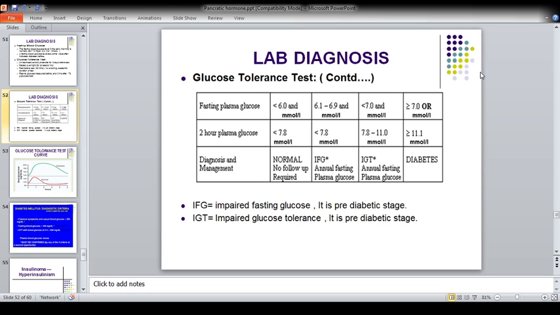The thing is, if one value is abnormal and the other is normal, then we say it is impaired glucose tolerance or impaired fasting glucose, depending on the abnormal value. If the fasting value was more, but after 2 hours the value gets normal, then it is impaired fasting glucose. And if the fasting value is normal, but after 2 hours the value gets more than 180, we say it is impaired glucose tolerance. And if both of the values are more than our criteria, we say the patient is diabetic.